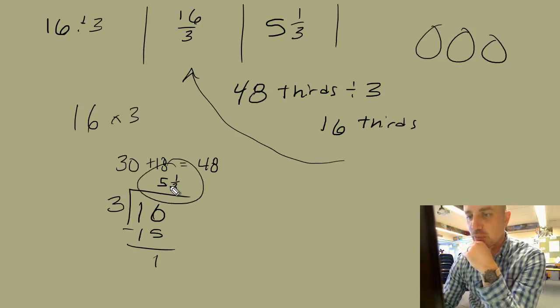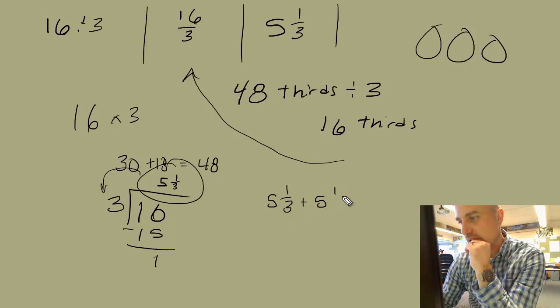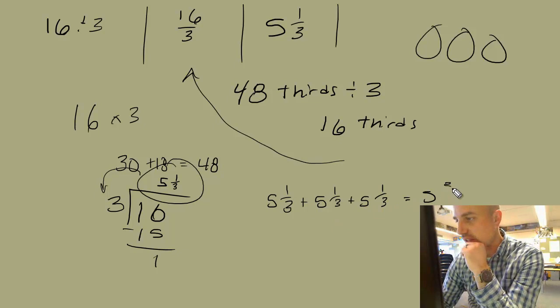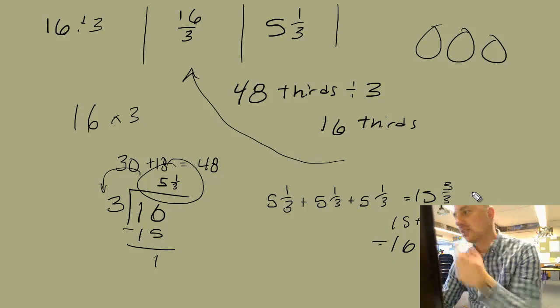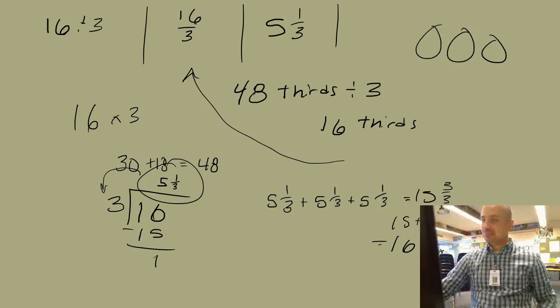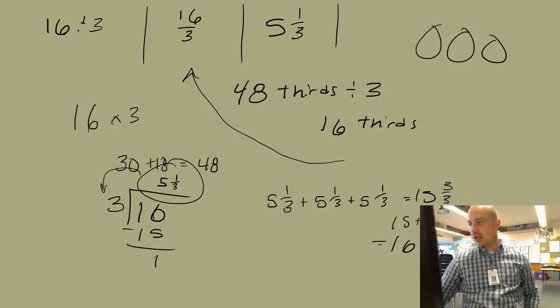Now if I'm going to check that answer, I'm going to multiply this by that. So I'm going to do 5 1/3 three times. And that would equal 5 times 3 is 15, and 3 thirds, or 15 plus 1, or 16. So there we go. We have our answer.